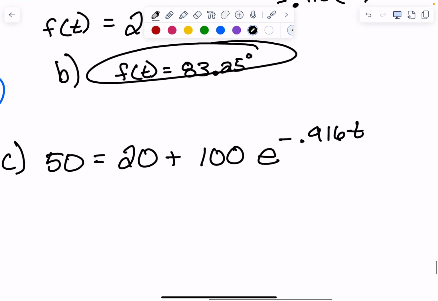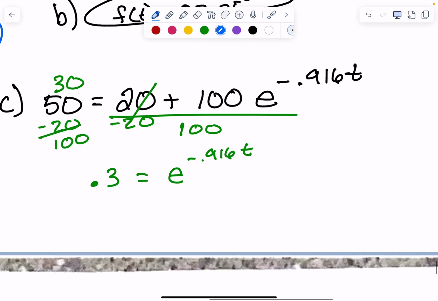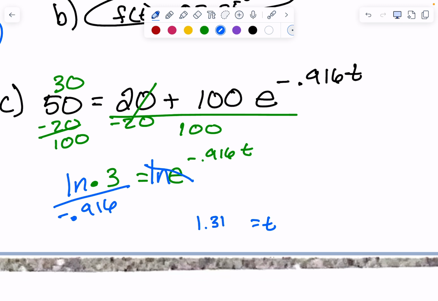So this is going to be similar to part A when we solved for k. But we have to do all the other things. So we're going to subtract the 20 first. So this is 30, and then we're going to divide by 100. 30 divided by 100 is 0.3. So now we're at 0.3 equals e to the negative 0.916 t. That was a lot. ln both sides. That cancels out, and then I'm going to divide by negative 0.916. And you get a time of 1.31 hours. That should sound about right.